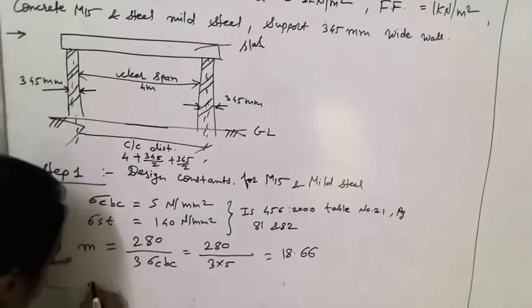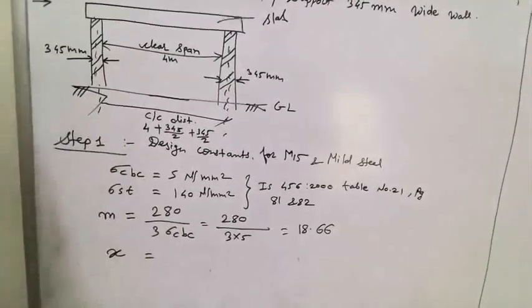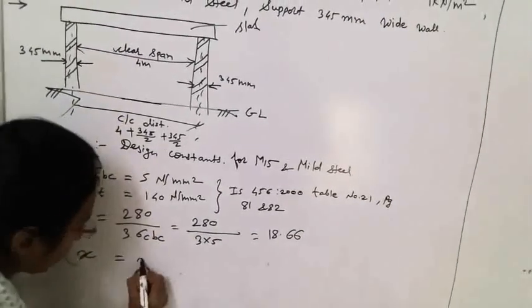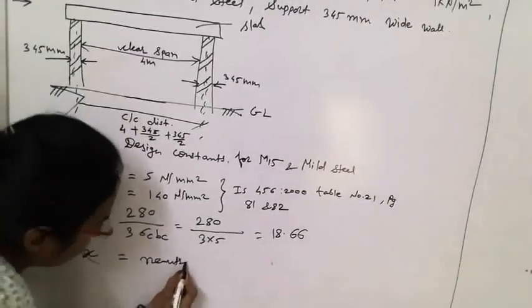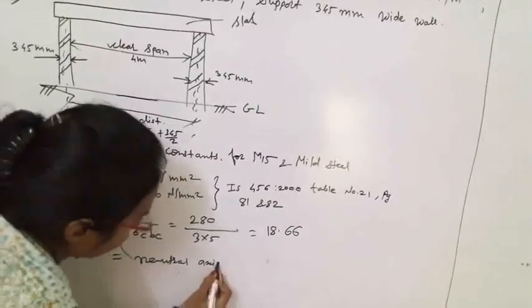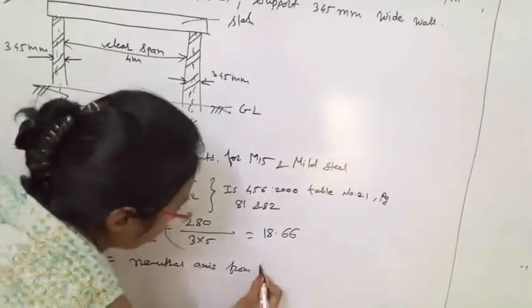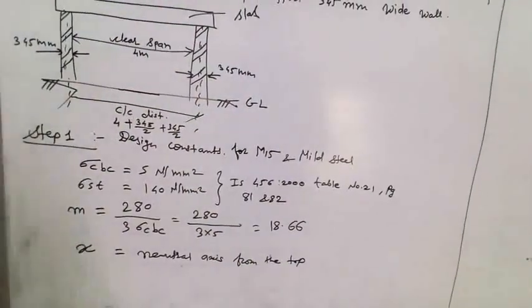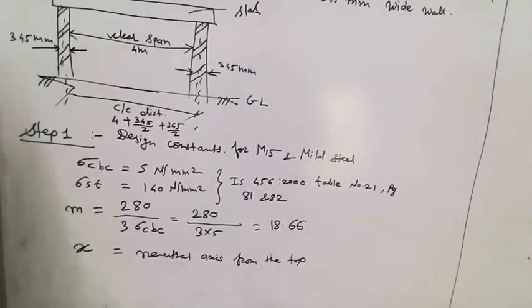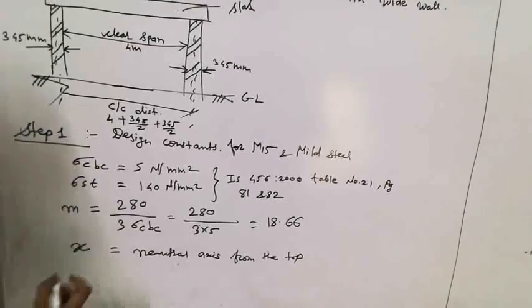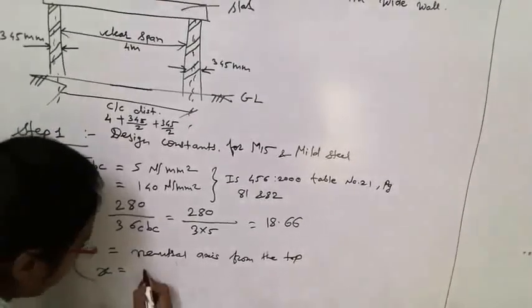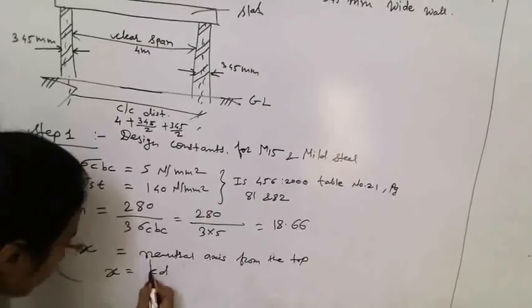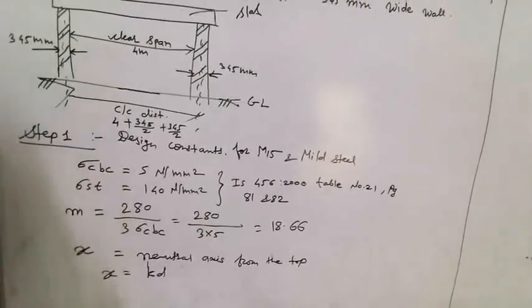Then X. What is the X? X is the neutral axis from the top. We had already seen in the last lecture, neutral axis from the top. The formula for neutral axis is x is equal to k into d. This one is the small k, small k into small d.